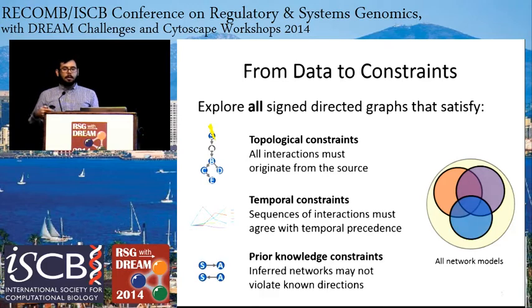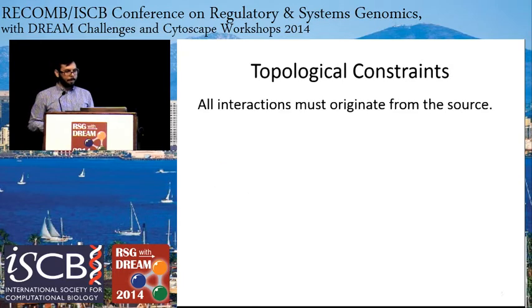Similarly, we assert that all of the models that we infer must not violate the given prior directions that we take as known facts. So we'll be considering the intersection of these three constraint spaces as our solution.